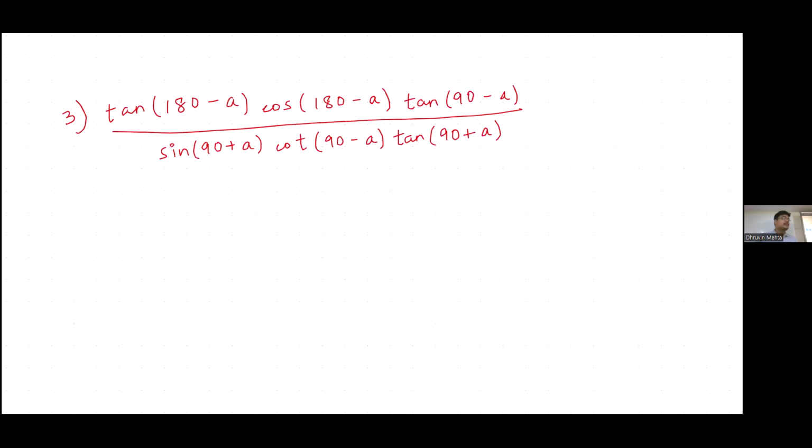चलो, so we have to simplify this. We have to use allied angle formula everywhere. I'll help you with the first 1 and 2. See, 180 degree. Is it even multiple of 90 or odd multiple of 90? Even multiple में क्या होता है? Do we change or it remains the same? Correct. So this will be tan of A.